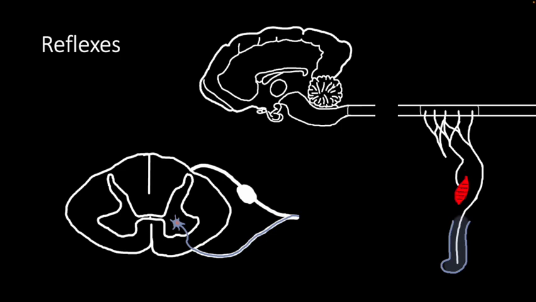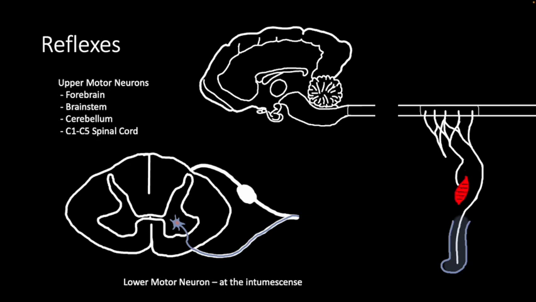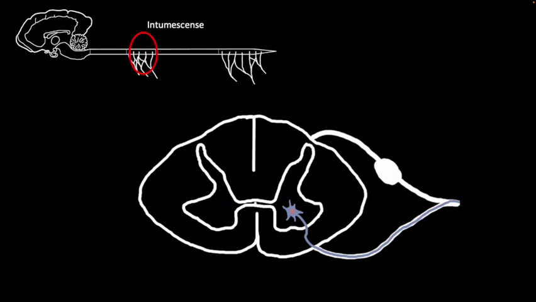This arc has no cortical input, and if the reflexes are normal to increased, the lesion localization would be cranial to the C6, T2 region, so forebrain, brainstem, cerebellum, or C1, C5 spinal cord. If the reflexes are decreased to absent, the lesion has to be C6, T2. The reason why this occurs is because of how neurons function.